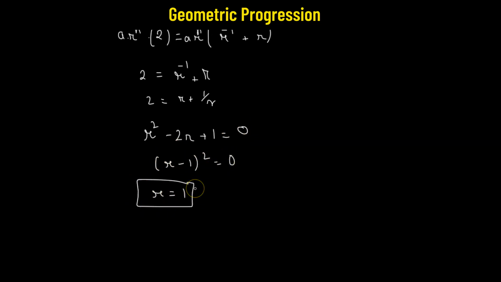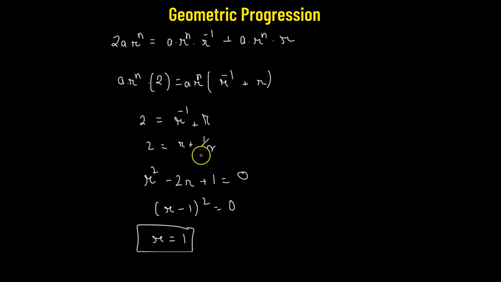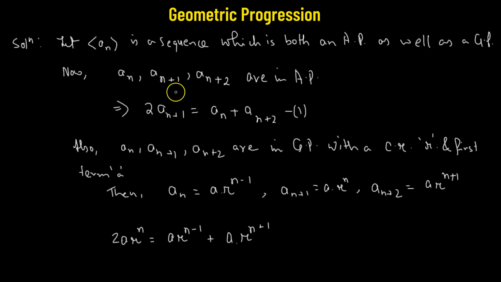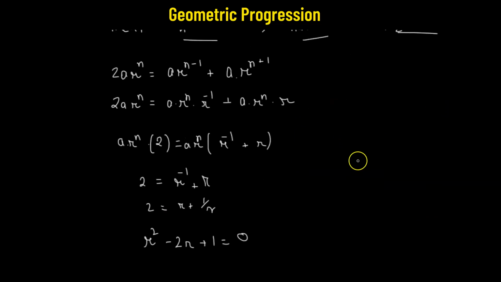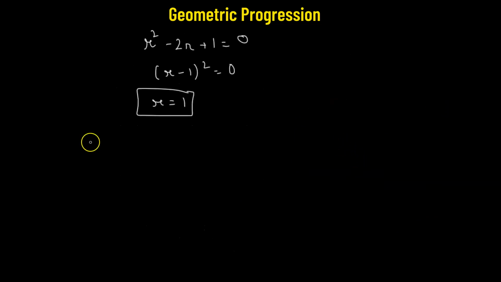So we obtain the condition that when these three numbers are in arithmetic progression as well as in geometric progression, then the common ratio is going to be equal to 1. So that means these three terms, an, an plus 1th term and an plus 2th term, are all equal to a.